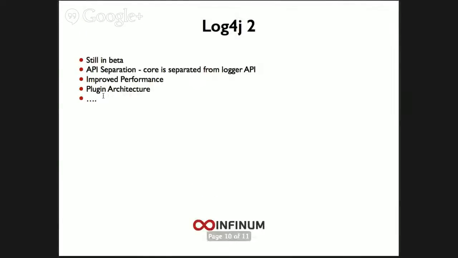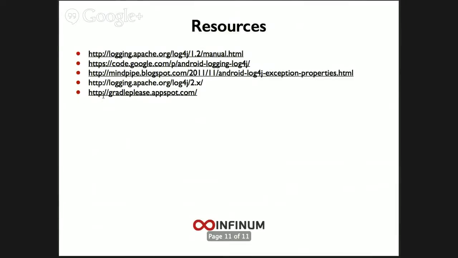The next thing, Log4j 2. This is still in beta, so we didn't use it on our projects. It's still not reliable, but it has some cool features. It has an API separation, so the core is separated from the Logger API. This will enable a plugin architecture. So it sounds cool, and I hope that it will work. It has some improved performance and a lot more. You can check more on their website. And you can see here some resources I used, so check them out and find out more if you want. And that's actually it.